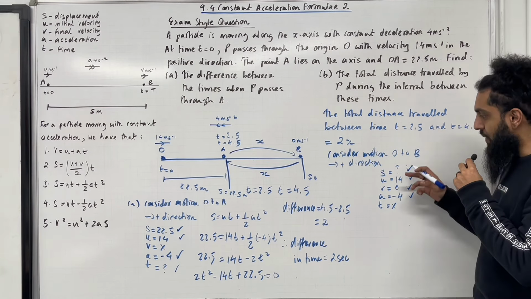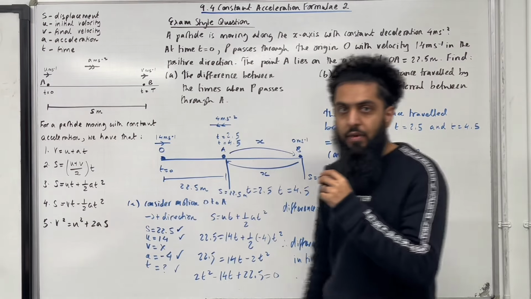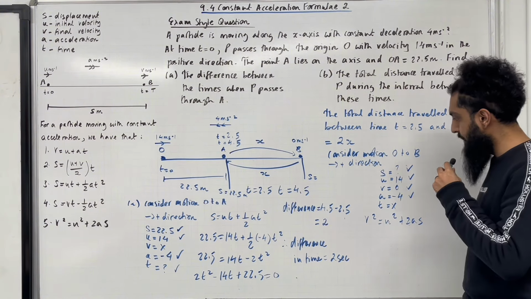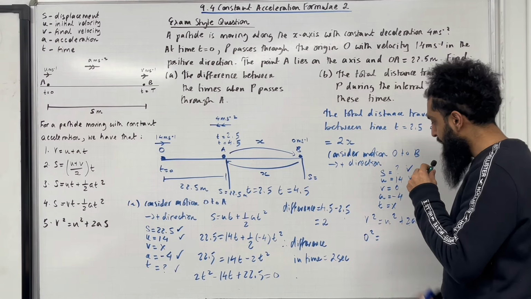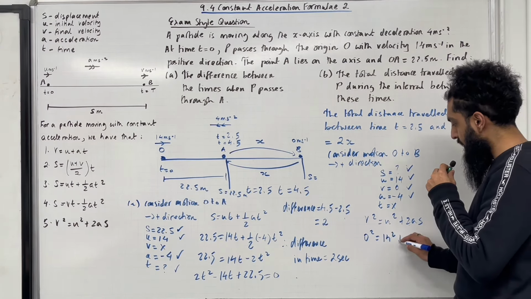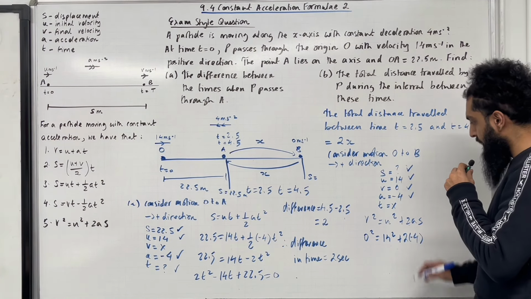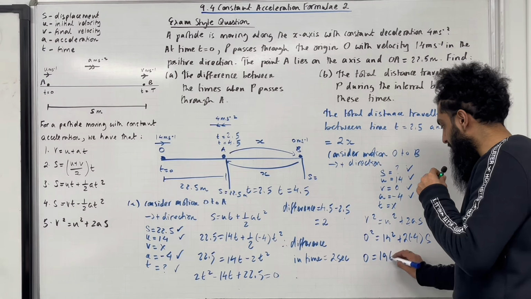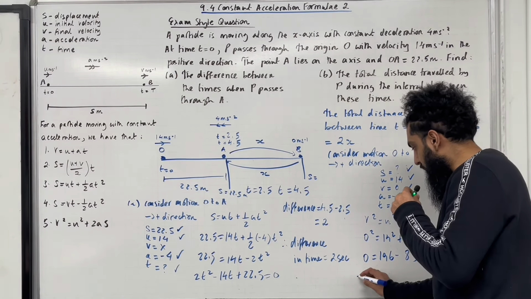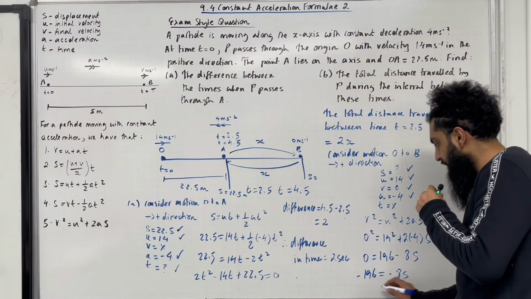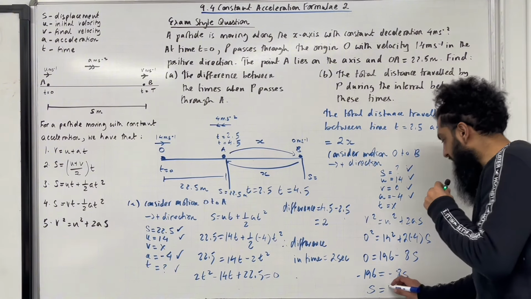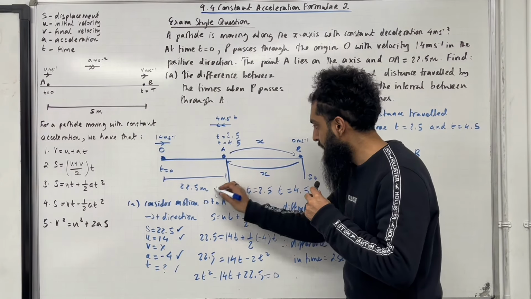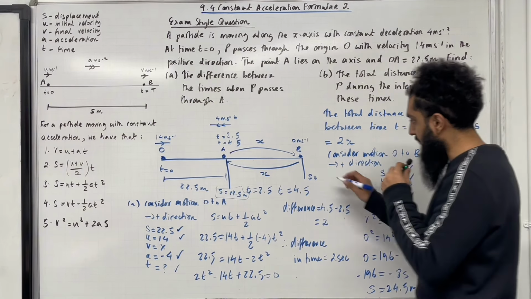So the SUVAT equation that fits s, u, v, and a is going to be the final one, number 5. v squared equals u squared plus 2as. Let's substitute the values in. So we've got 0 squared equals 14 squared plus 2 lots of minus 4 multiplied by s. So we've got 0 equals 196 minus 8s. So minus 196 is equal to minus 8s. Therefore, s is equal to 24.5 meters. So we know that at A, s is equal to 22.5 meters, and so at B, s is equal to 24.5 meters.